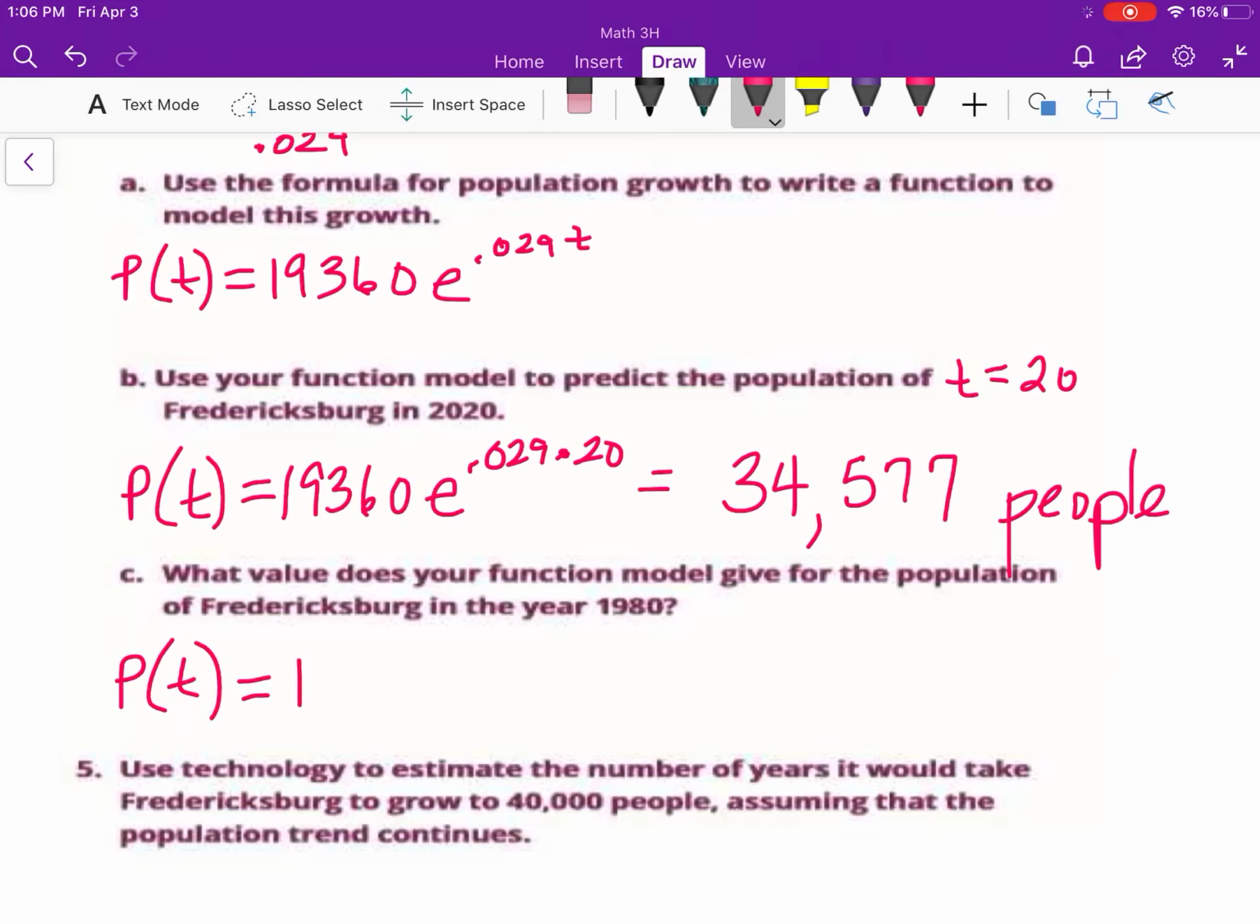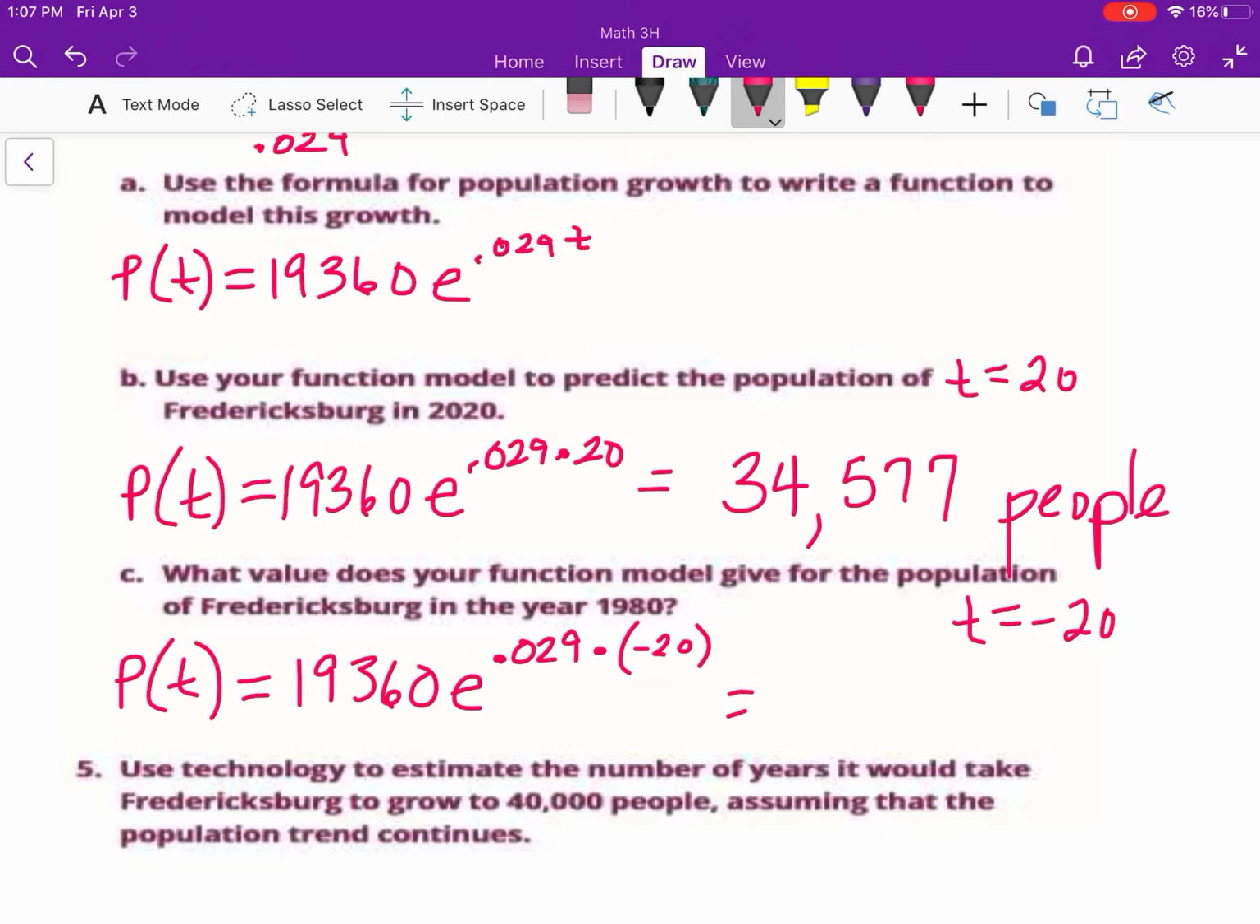It's simply P of t equals 19,360 e to the 0.029 t. Now, when was 1980 from 2000? 20 years ago, negative 20. See the difference? 2020 was 20 years forward from 2000 in the original problem, so t was positive 20. Here, because we're going backward to 1980, t is negative 20.